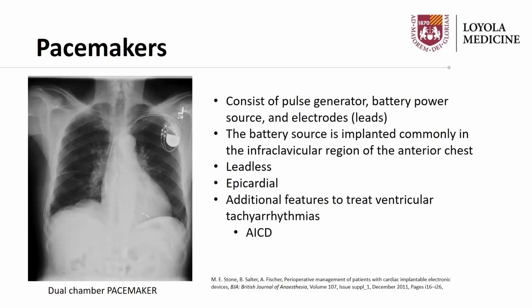Devices can be pacers only, or they may contain additional features to treat tachyarrhythmias by way of defibrillation and antitachycardia pacing, such as an AICD, which is used in primary or secondary prevention. In this picture here to the left, you see a dual chamber pacemaker in the RV and RA. You can note the lack of lead coiling in the leads, which would denote this device as a pacer only.